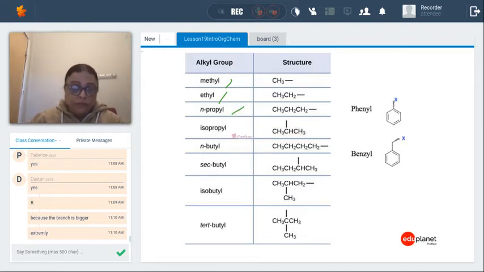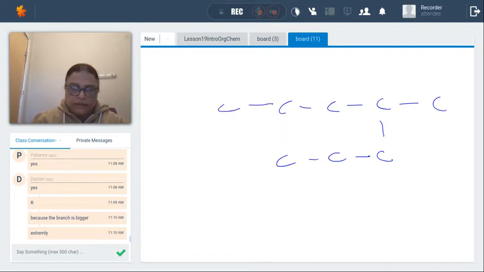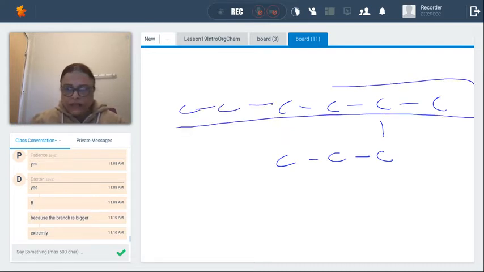You have the possibility of a branched propyl, so that the chain is here and you have the propyl like this. You see the difference? Let me draw the difference. This can be a branched propyl. This is the chain, and this is the branching. But you can also have the branching like this.